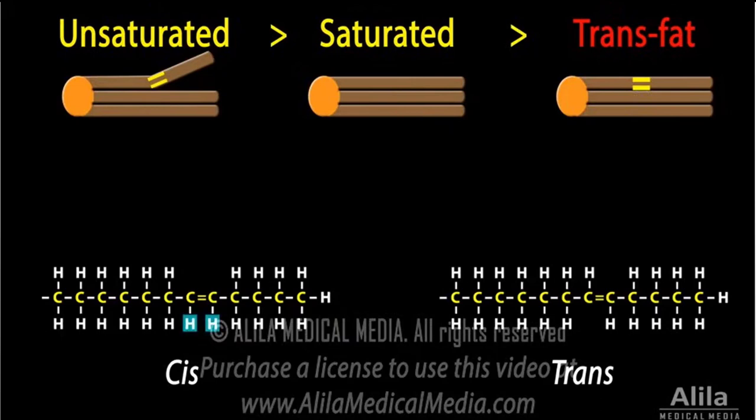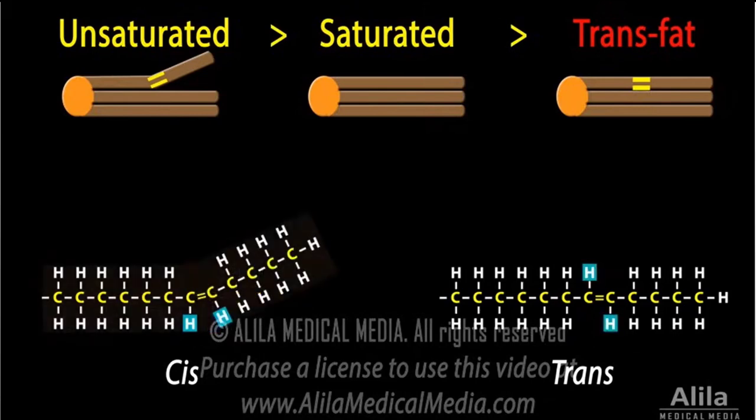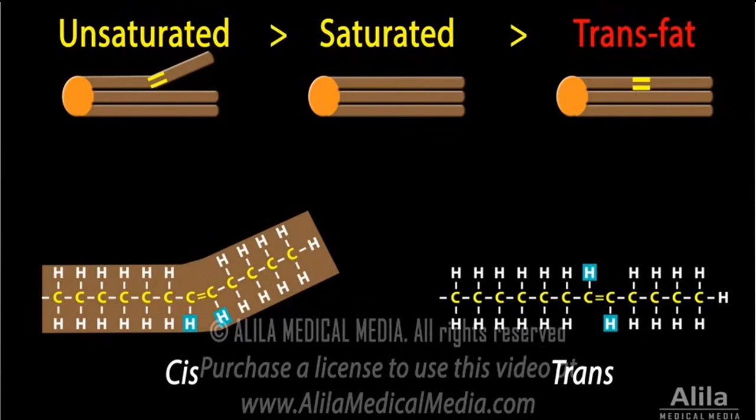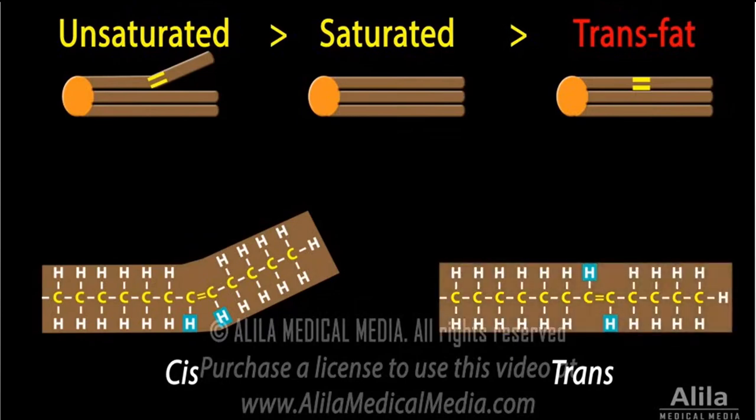Cis is when the two hydrogen atoms are on the same side of the bond, while trans is when they are on the opposite sides. A cis double bond bends the fatty acid molecule, while the somewhat more symmetric trans configuration does not. A trans fat is therefore similar in structure to a saturated fat.